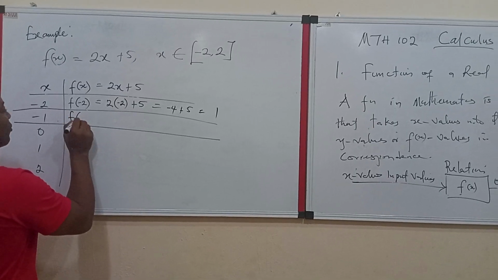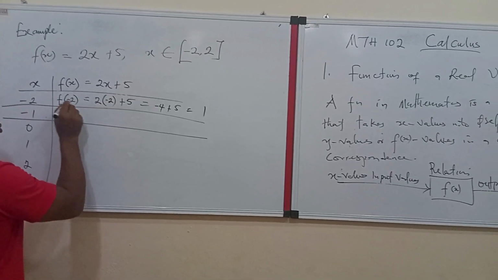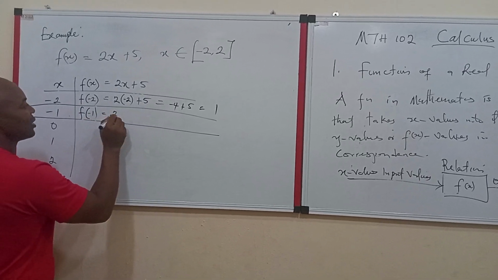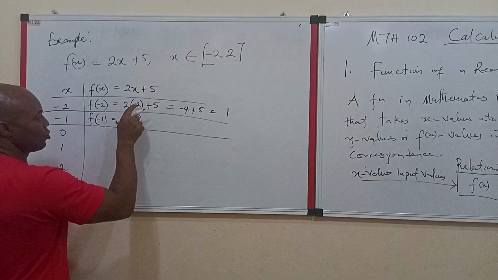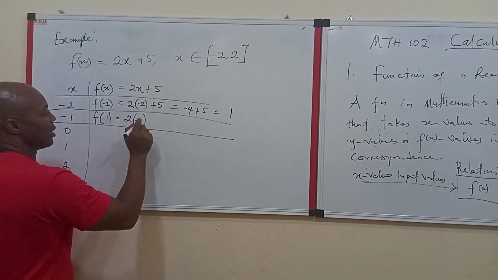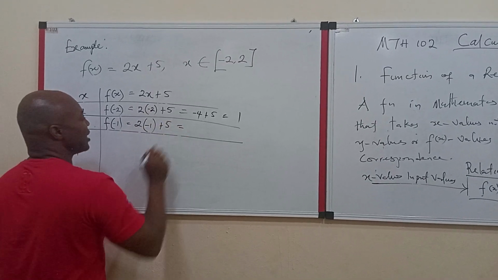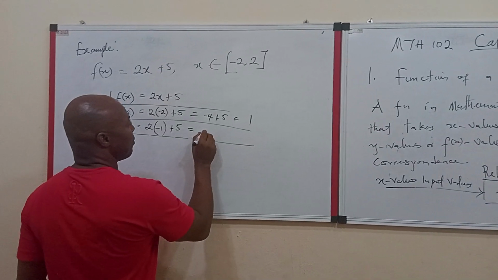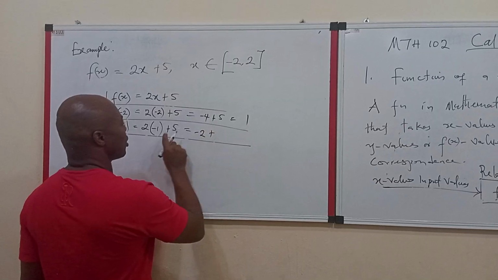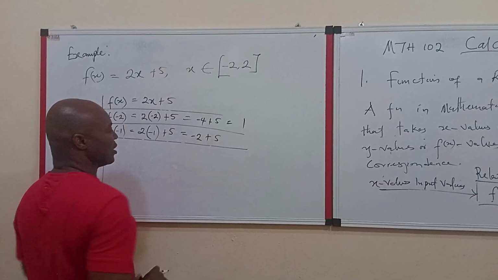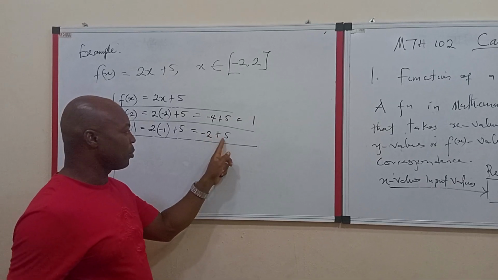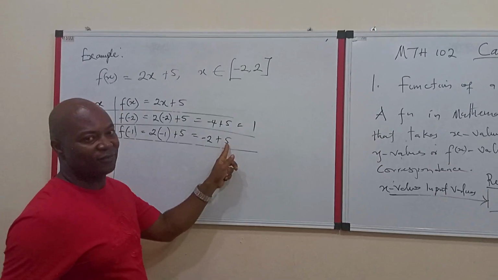It means anywhere x is, as we do for this one, anywhere x is, we put -1. Here we get 2 times -1 now, because anywhere we see x, we put -1, plus 5. Now what is the answer? 2 times -1, the answer is -2. Now plus 5 is there. This one means you owe someone 2 naira. Now plus 5 means you have 5 naira.